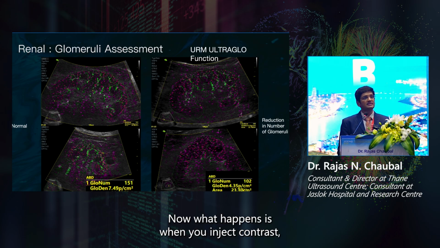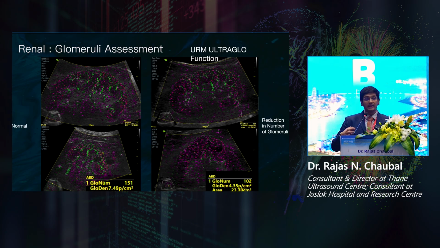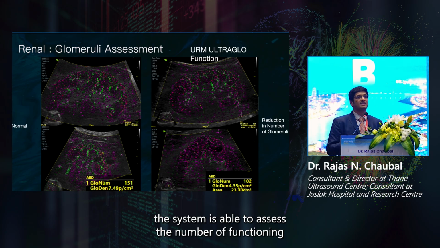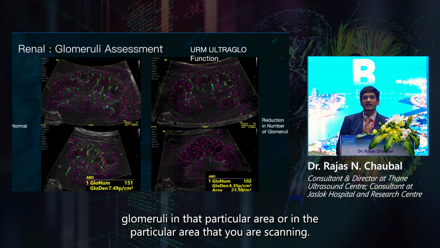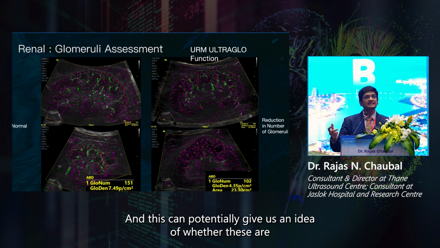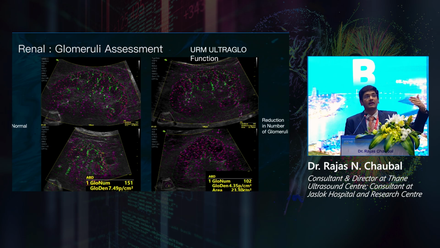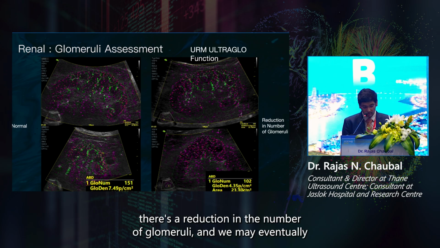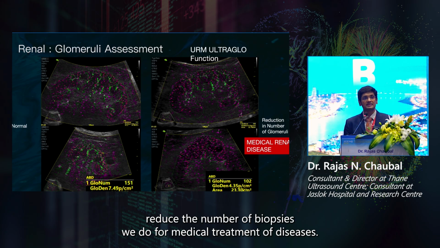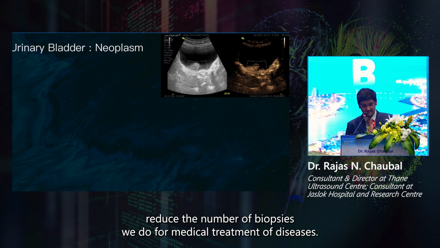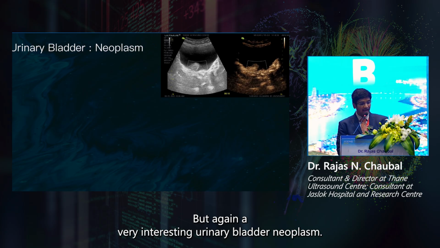So the other very interesting feature that this system has is this ultra glow function. Now what happens is when you inject contrast, the system is able to assess the number of functioning glomeruli in the particular area that you are scanning. And this can potentially give us an idea of whether there's a reduction in the number of functioning glomeruli, and we may eventually reduce the number of biopsies we do for medical renal diseases.